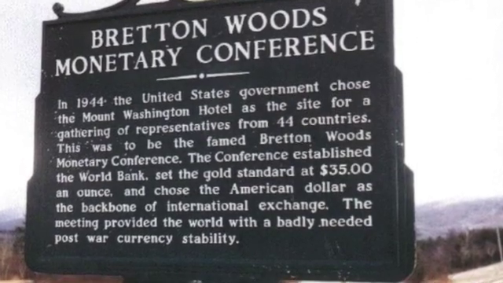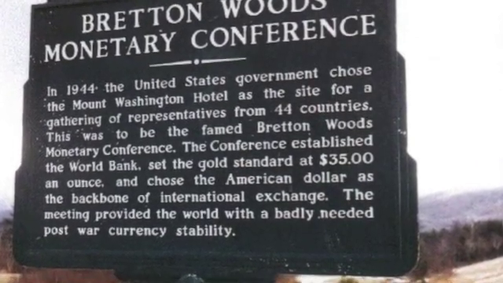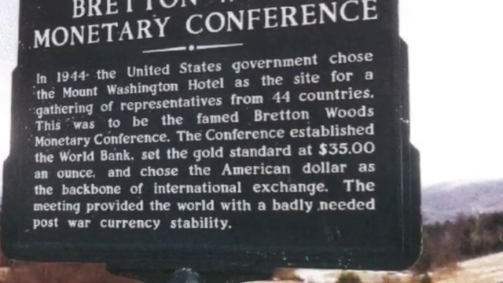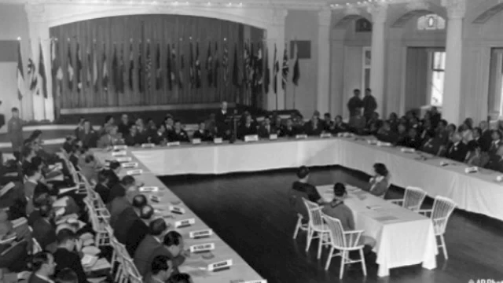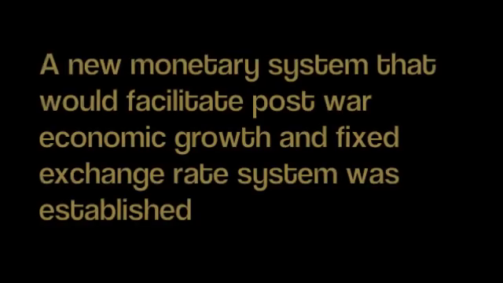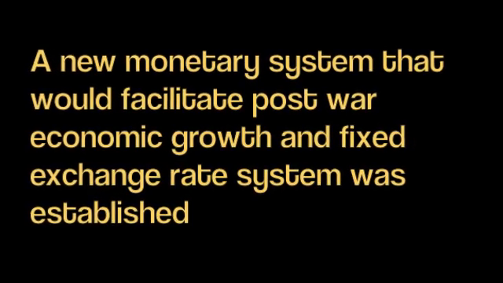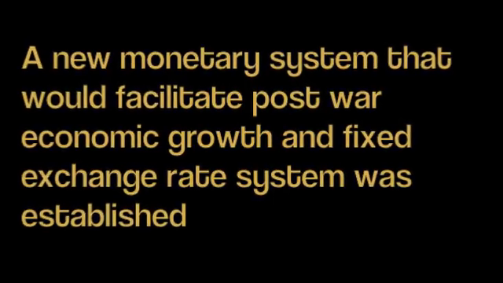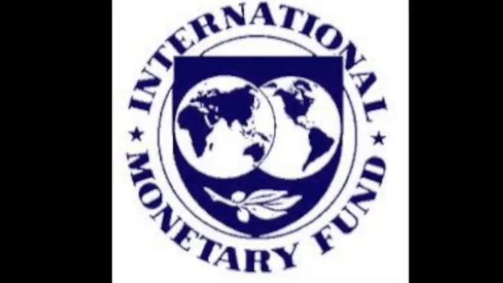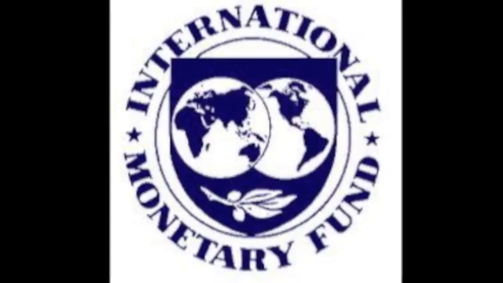Then later, in 1944, representatives from 44 countries met at Bretton Woods, New Hampshire, to design a new international monetary system that would facilitate post-war economic growth. Under this new agreement, a fixed exchange rate system was established along with two institutions known as the International Monetary Fund, IMF, and the World Bank.